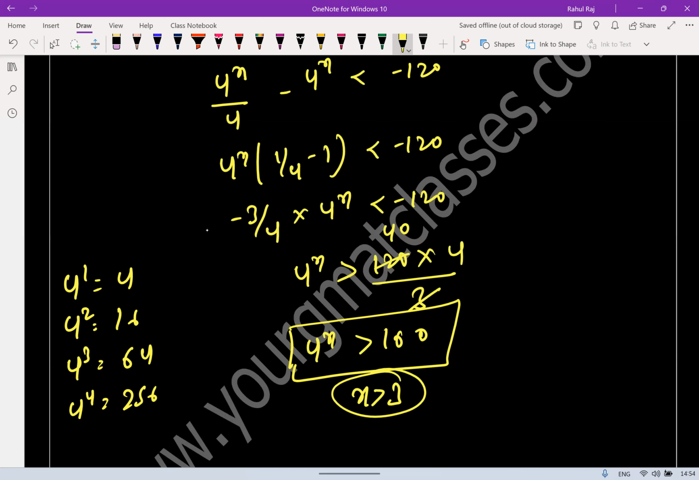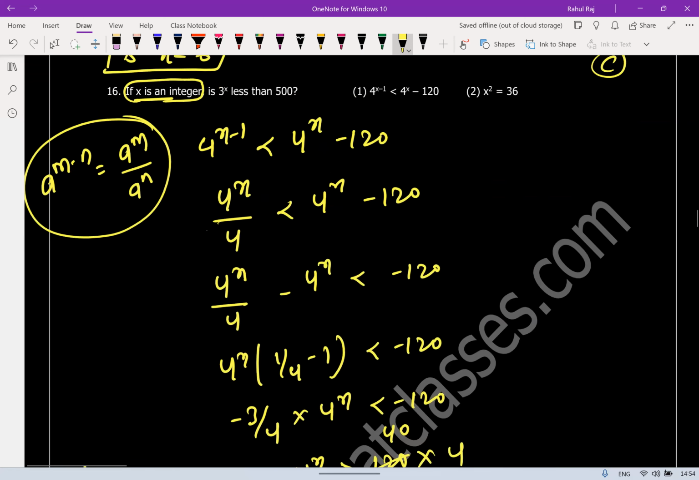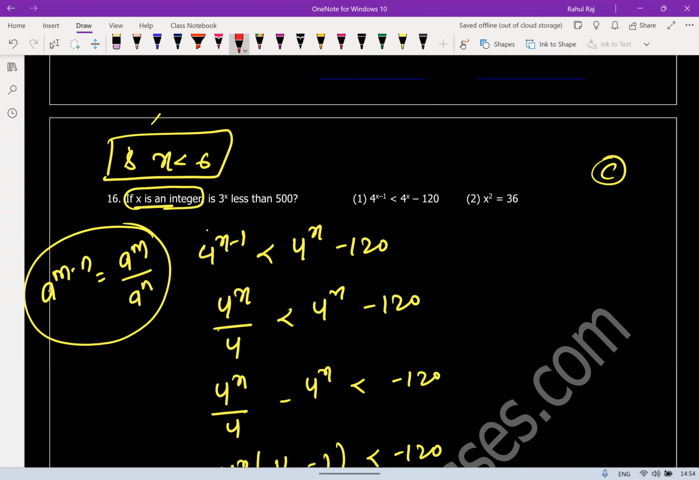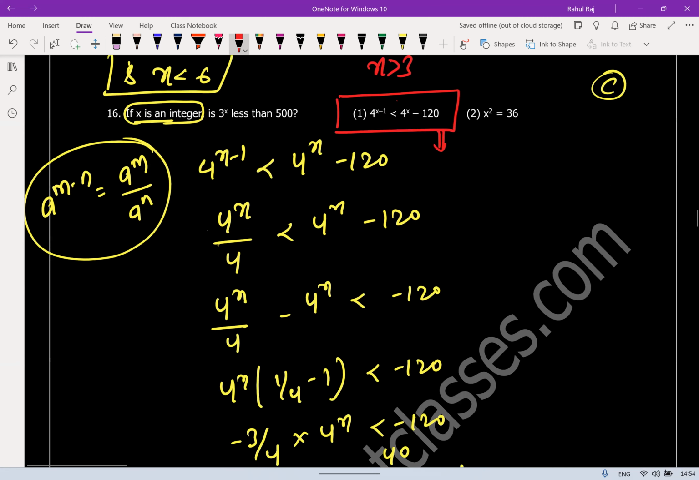Am I right? So please try and understand this entire situation that they are trying to show you over here: 4 to the power x minus 1 less than 4^x negative 120. This is only possible when x is greater than 3. They could have written straight away statement number 1 as x is greater than 3. But instead of writing x greater than 3, they have given you an expression which you need to evaluate for yourself. So this is not a tough thing. Please understand. Am I right? So this entire equation of statement number 1 only means that x is greater than 3, nothing else at all.